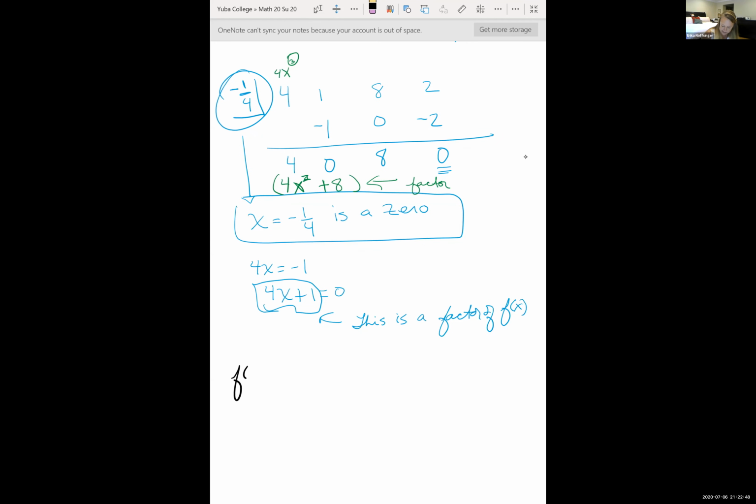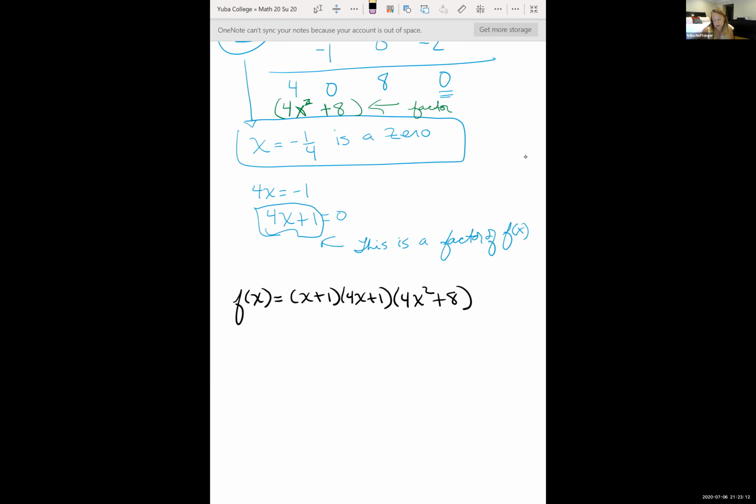Okay, so far, we have f of x. One factor was x plus 1 when we found that -1 was a 0. One factor is 4x plus 1. We saw that when -1/4 was a 0. And we have our quotient here of 4x squared plus 8. Once I get this down to a quadratic, I'm not going to use synthetic division again. I think that's kind of silly. We can use our rules of finding the zeros by solving when 4x squared plus 8 equals 0.